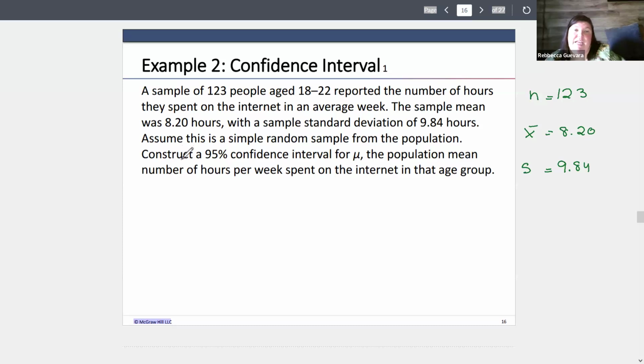We want to construct a 95% confidence interval for mu, the population mean. So we want a 95% level of confidence. So we want to make a guess at what the population mean is for the number of hours spent on the internet for this age group. So probably because your standard deviation is bigger than your mean, this is actually a skewed population.